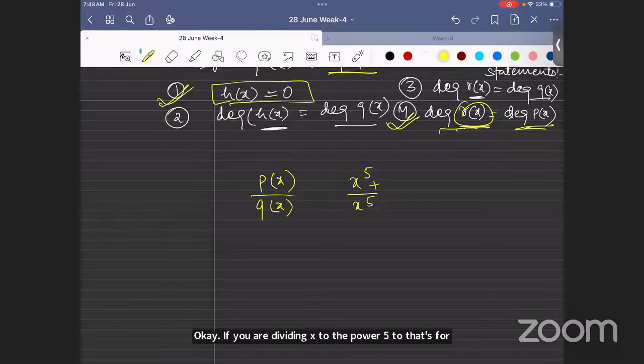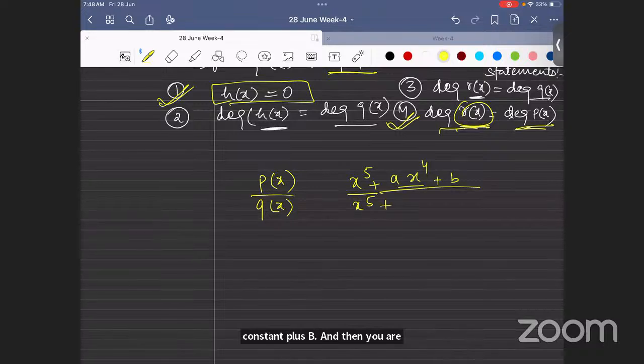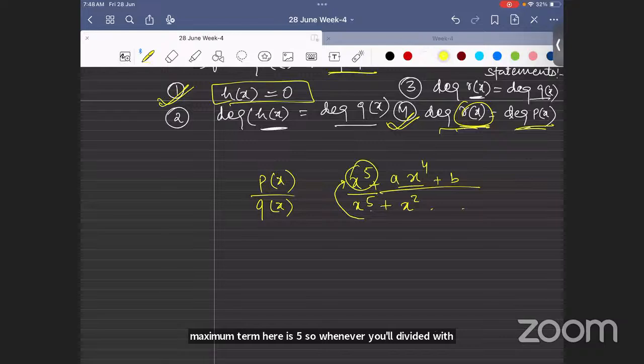Okay, and there are some other values also. If you have some constant plus b, and then you are dividing with x to the power 4 and then x square, something you are dividing. So the maximum term here is 5. So whenever you divide with this term, you will be able to remove this x to the 5, right?